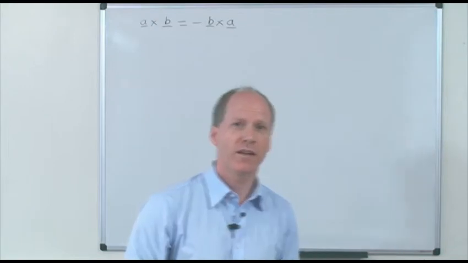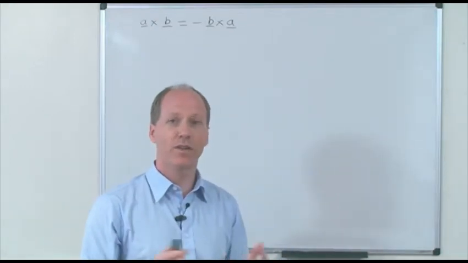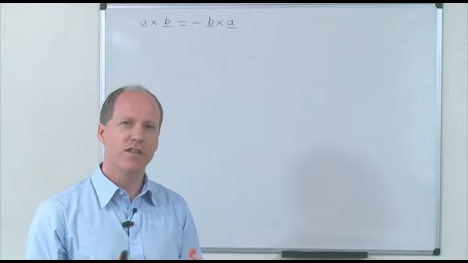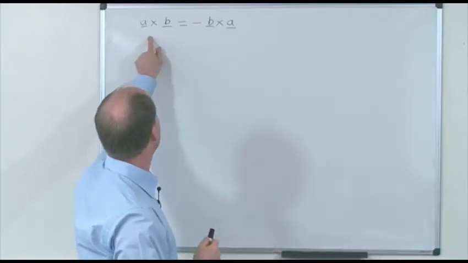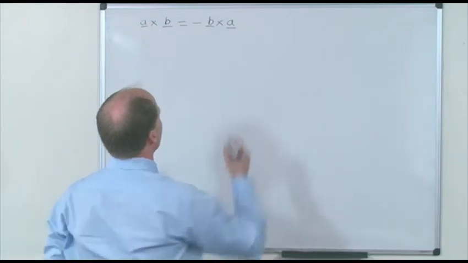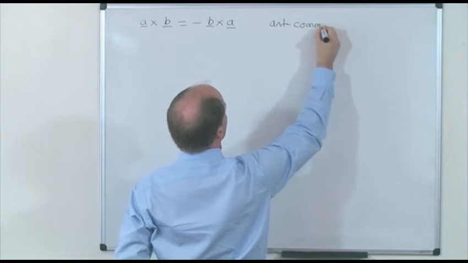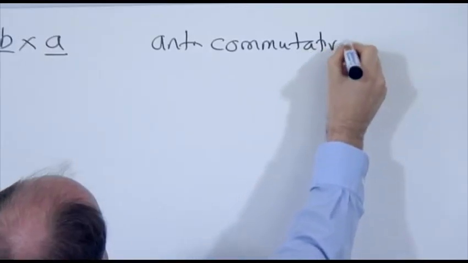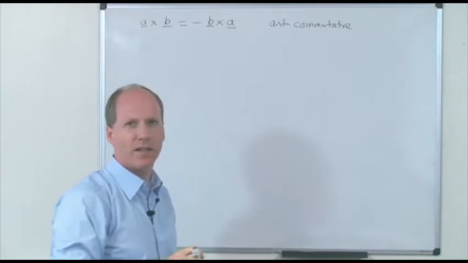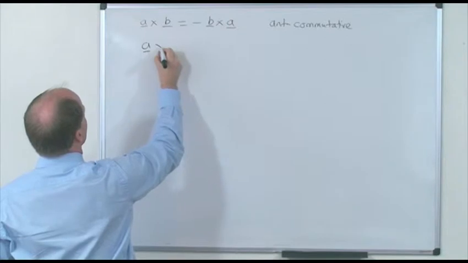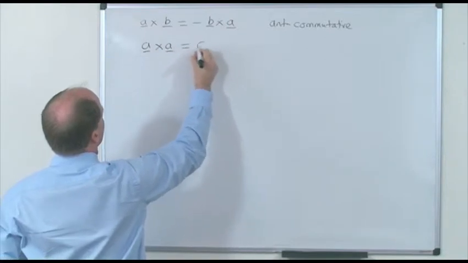Now in normal arithmetic, when we multiply 2 numbers together, the order doesn't matter. X times y is equal to y times x. The fancy word for this property is to say that the product is commutative. So the vector product, where A cross B is equal to minus B cross A, is described as being anti-commutative. And consequently, any vector crossed with itself gives you 0.